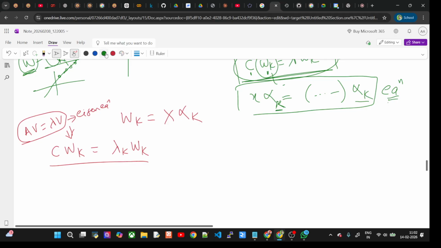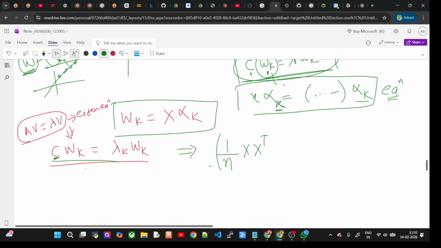You understood this equation, correct? wk is equal to capital X into alpha k. Now I will replace this equation one more time. These steps are already there in the earlier video, but I am explaining each step in more detail so you will see what's happening. So what is C? C is nothing but 1 over n, x into x transpose. What is wk? Just now you calculated, x into alpha k is your wk, correct?